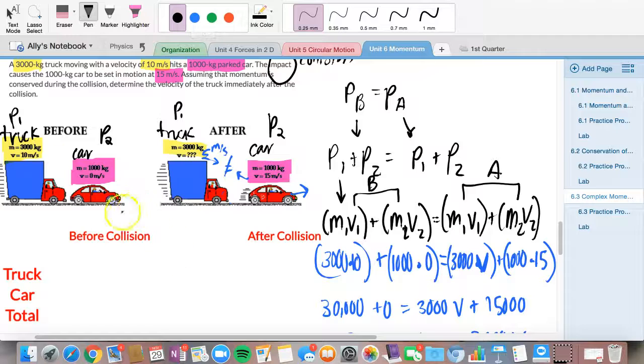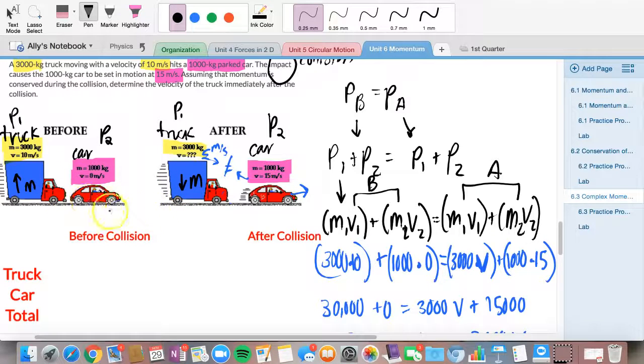Let's talk a little bit about conceptually what's happening here. This truck has a certain momentum. After it hits the car, what happens to its momentum? Well, you should know the momentum slows down, right? So this momentum was high. After it hit the car, the momentum slowed down.